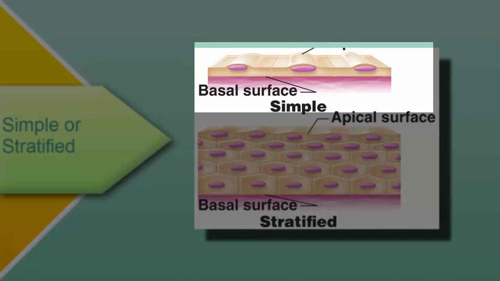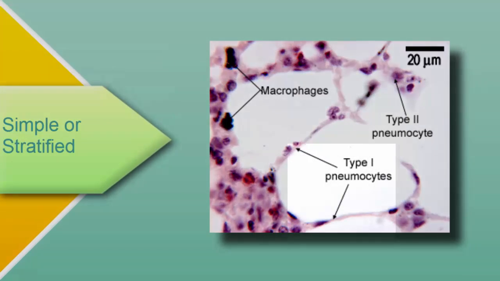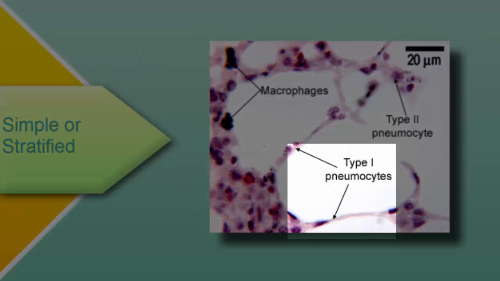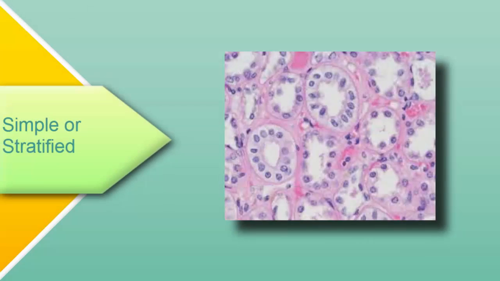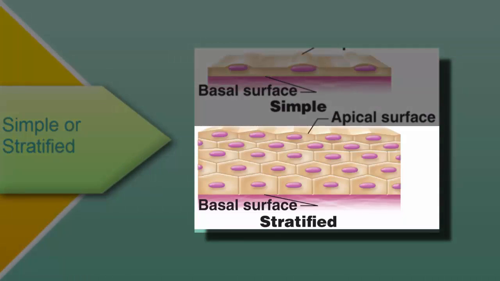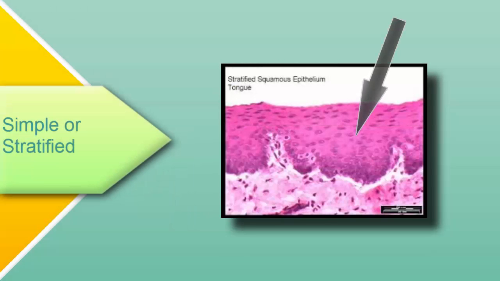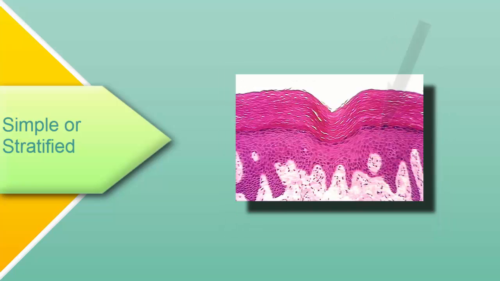Epithelium may be simple, which is 1 cell thick, as in this slide of the alveoli of the lung showing simple squamous, or this one of the kidney showing simple cuboidal cells. Epithelium that is stacked is called stratified. Stratified epithelium is found in the upper and lower part of the digestive system and in the skin, which has a specialized kind of stratified epithelium.